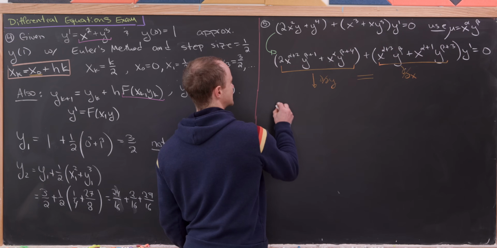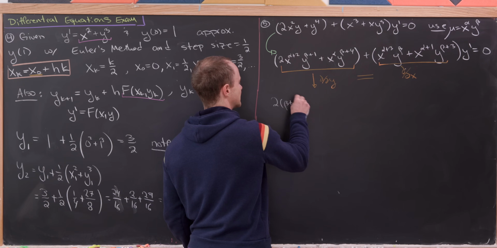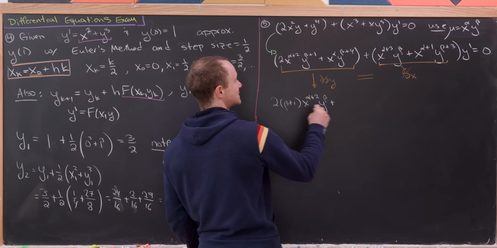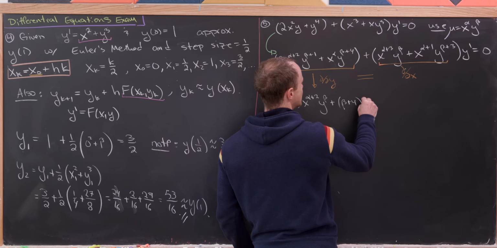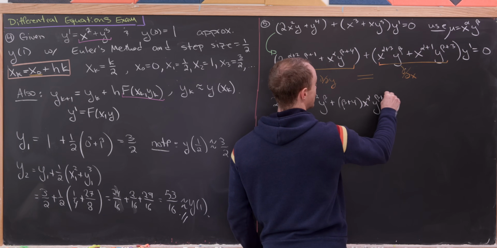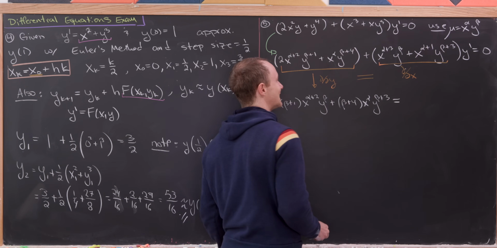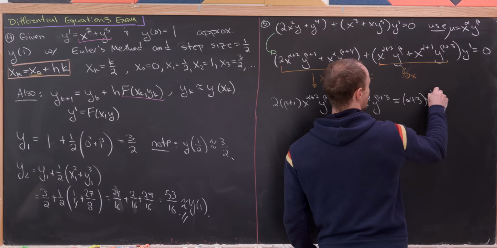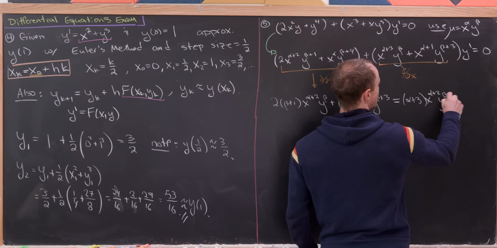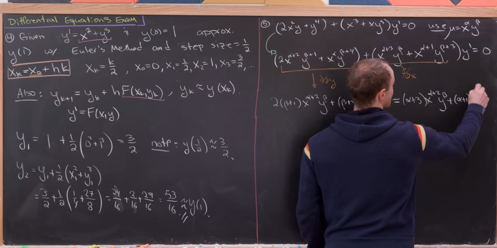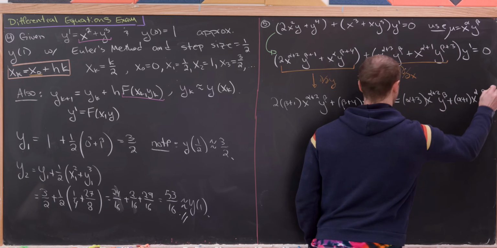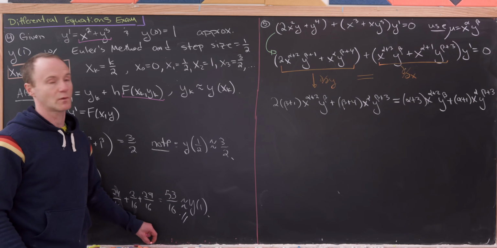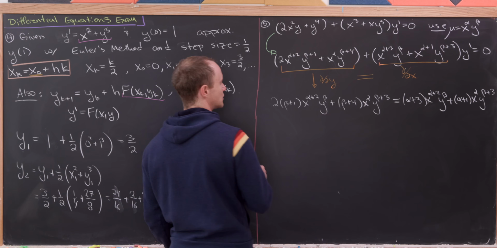So taking the partial with respect to y of this will give us 2 times beta plus 1 times x to the alpha plus 2, y to the beta, plus beta plus 4 times x to the alpha, y to the beta plus 3. And like I said, we need that to be equal to alpha plus 3 times x to the alpha plus 2, y to the beta, plus alpha plus 1 times x to the alpha, y to the beta plus 3. And then, we've got two types of powers of x and y on both sides of the equation. That means we can set them equal to each other.